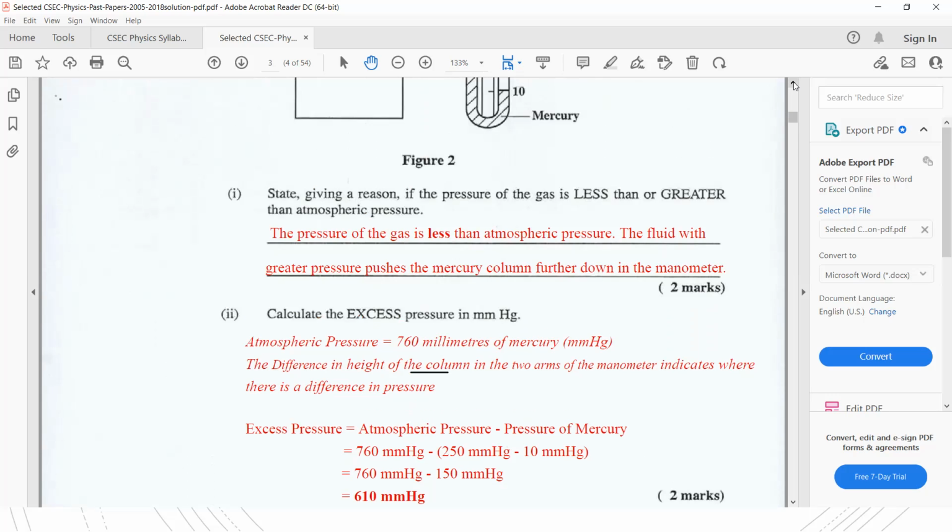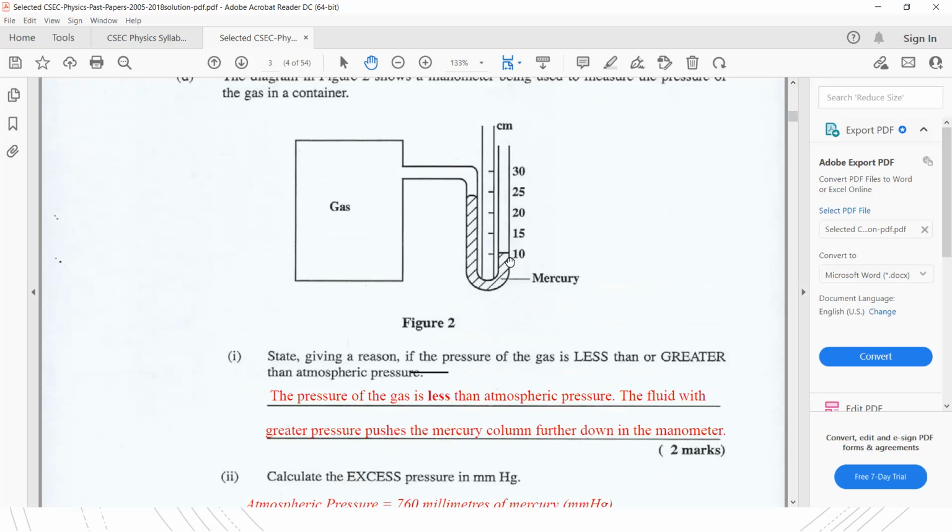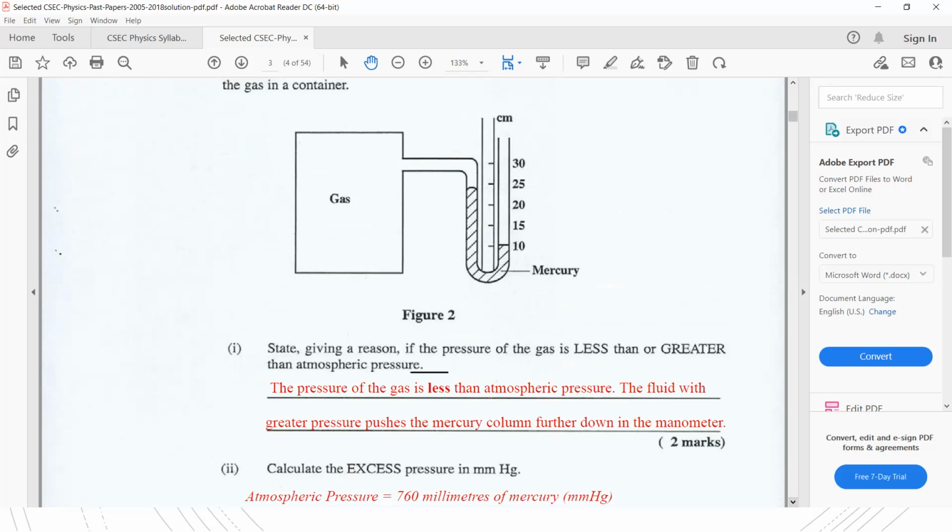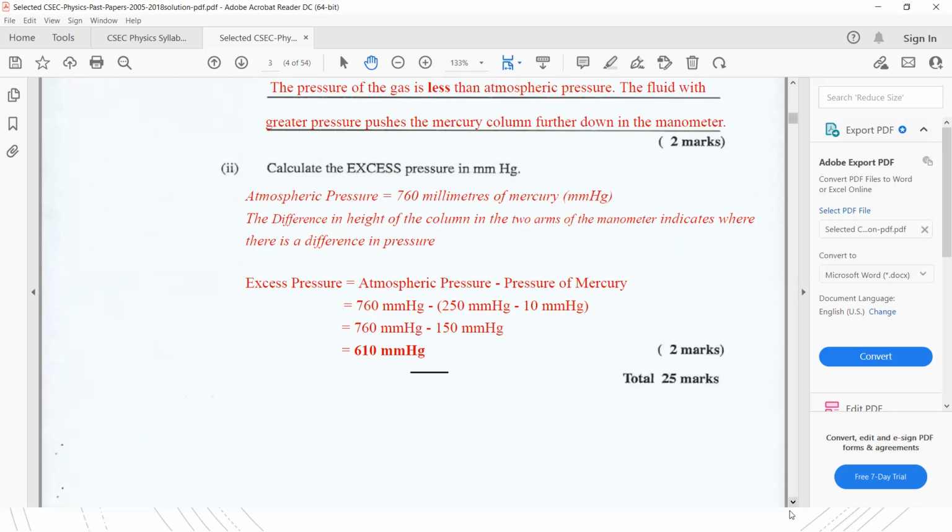Let's look back at the diagram. Is this centimeters or millimeters? So 250 minus 10, this is 10 centimeters, would be 100. So this should be 100 actually, not 10. So 760 minus 150, since 250 minus 100 is 150. So the excess pressure is 610 millimeters of mercury.